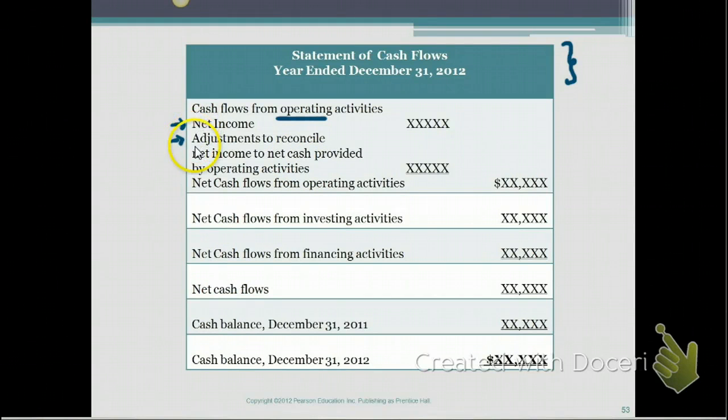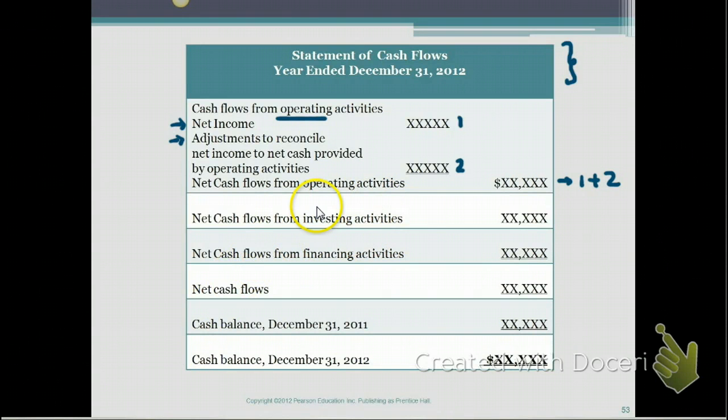The adjustments could be a positive value or a negative value. If they give you a positive number, put it here as a positive number. If they give it to you as a negative number, put it here as a negative number. So to get net cash flow from operating activities, you would add 1 and 2. If it's a negative number, you would end up subtracting it.